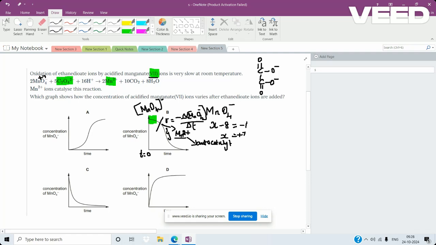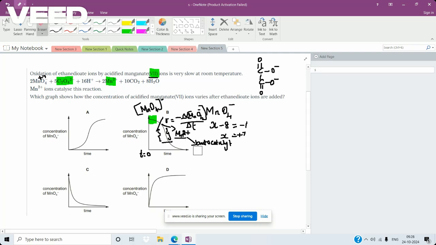When the autocatalyst concentration is high, what will happen? It acts as a catalyst and it will proceed the reaction in a fast manner. So the rate of the reaction will be increased. So the concentration of MnO4 will suddenly decrease at this region because of the autocatalyst. So this graph will be the suitable graph.